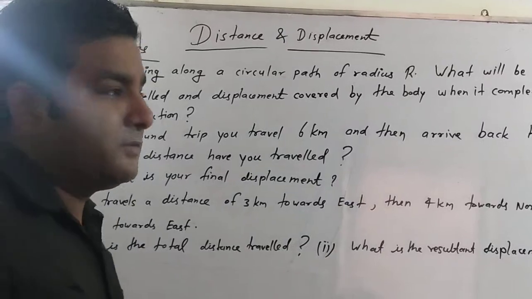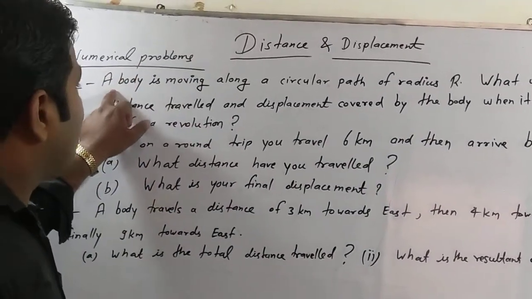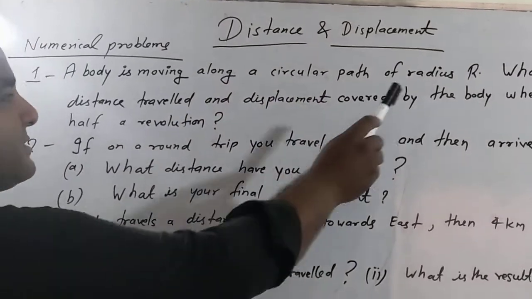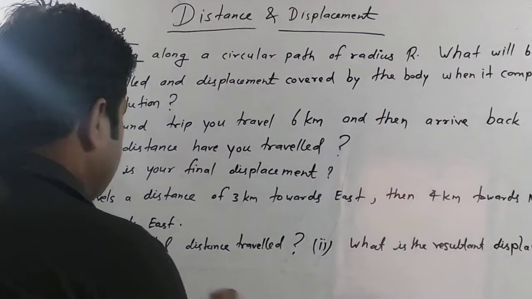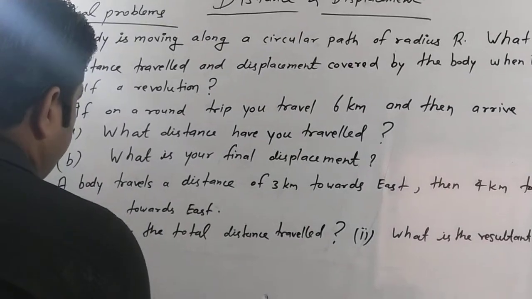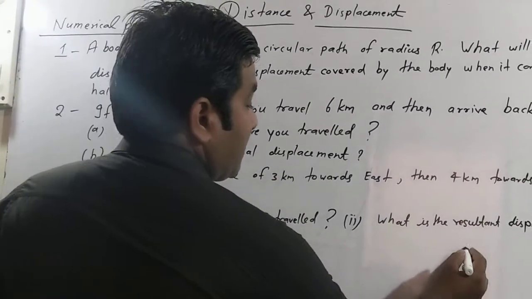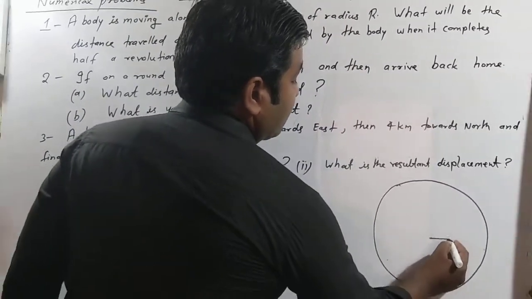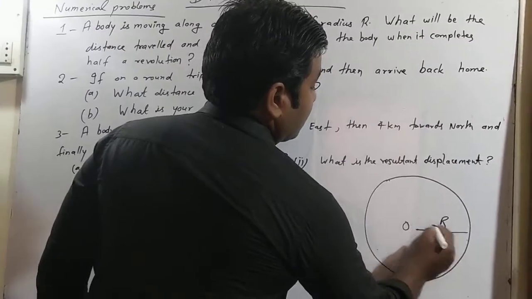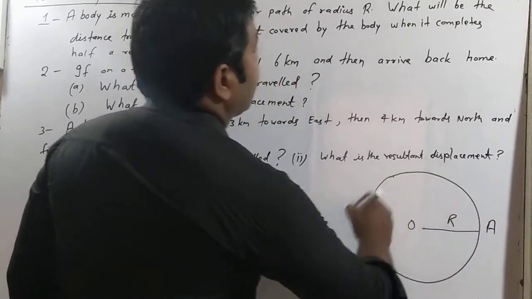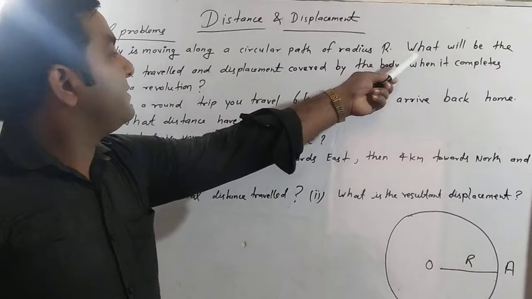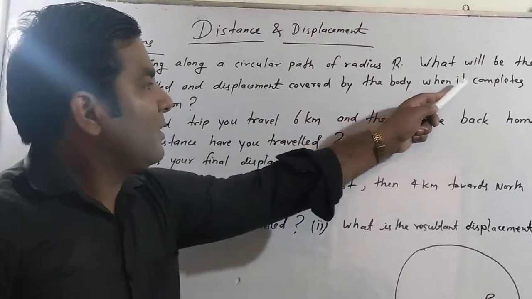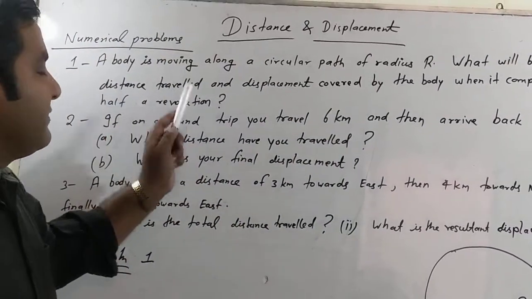upon the situation. The first numerical here, that is, a body is moving along a circular path of radius r. Solution of this one. Circular path of radius r, and then what will be the distance traveled and displacement covered by the body when it completes half a revolution.